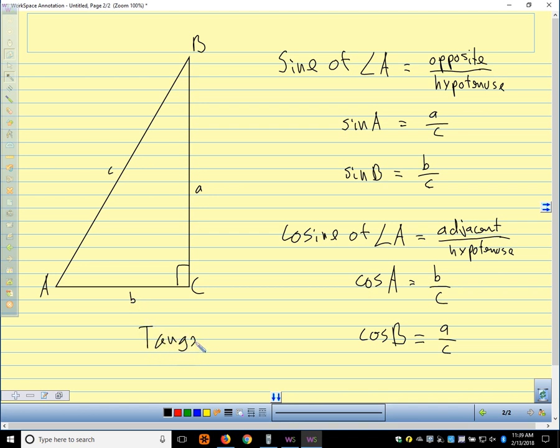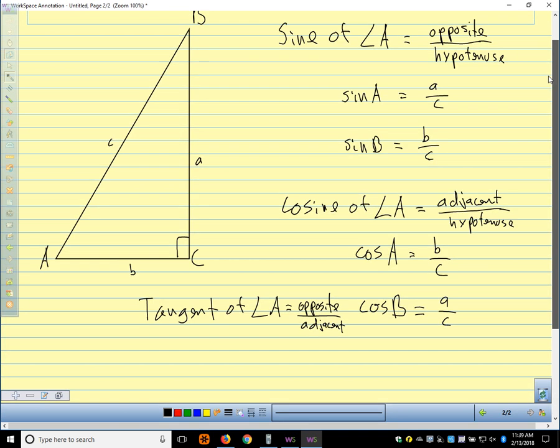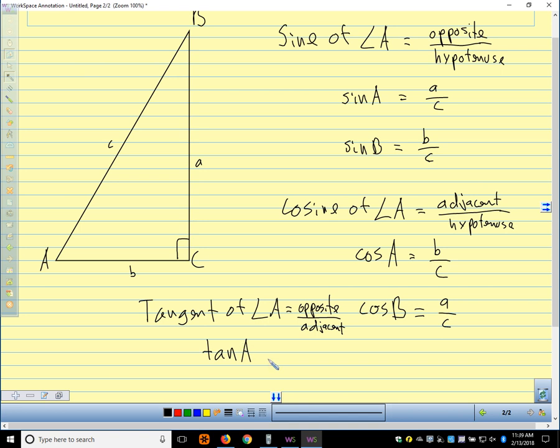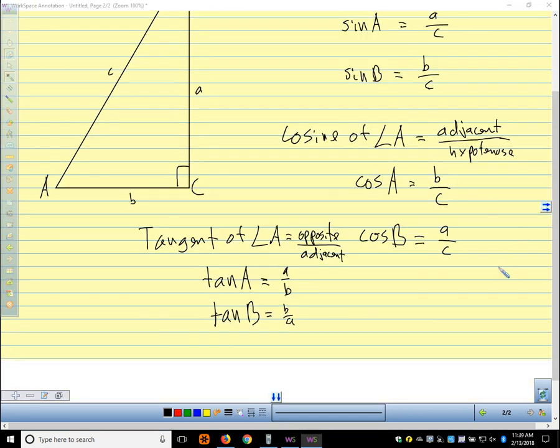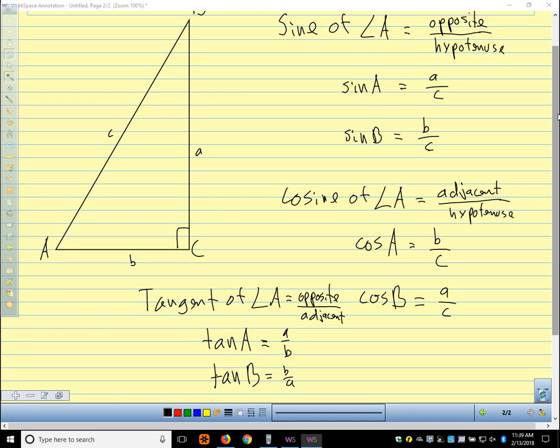Tangent of angle A is the opposite over the adjacent. So for this particular triangle, our abbreviation is TAN. We pronounce it tangent. Tangent A: opposite side is a, the adjacent side is b. And the tangent of B is the opposite side of B, b, over the adjacent side, a. So the tangent is just the special name that we give the ratio, opposite side over adjacent side. And if we know one of the angles in the right triangle, those ratios are going to be the same for any right triangle that has that particular angle in it.